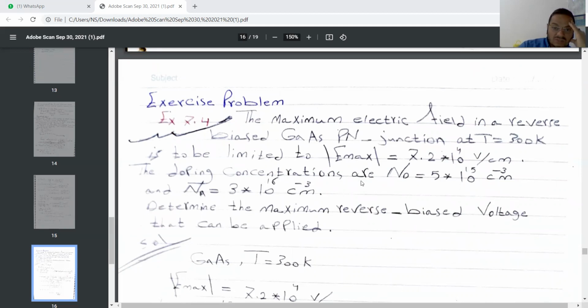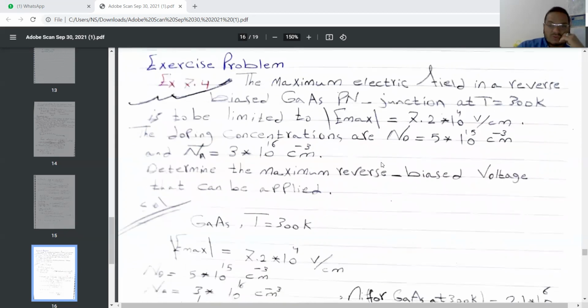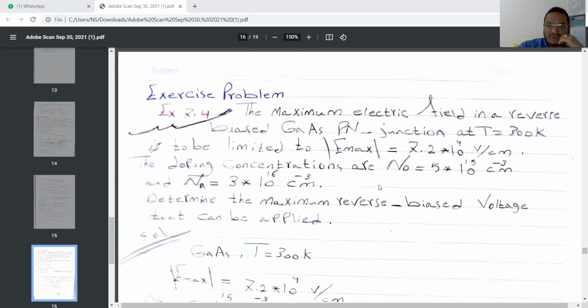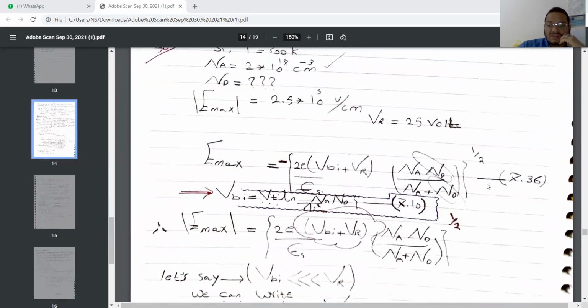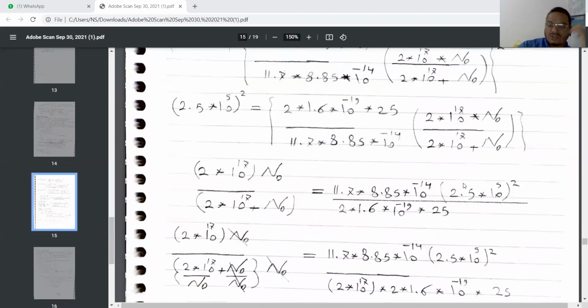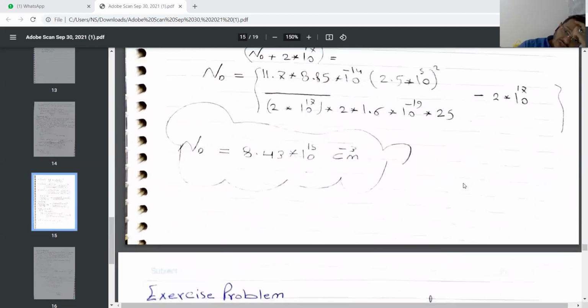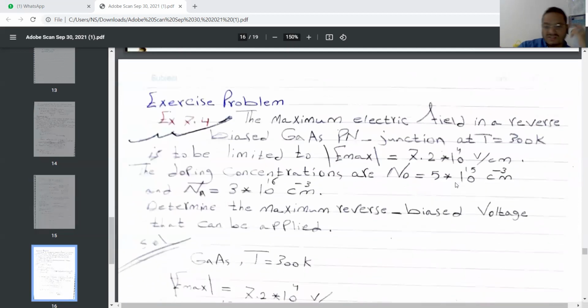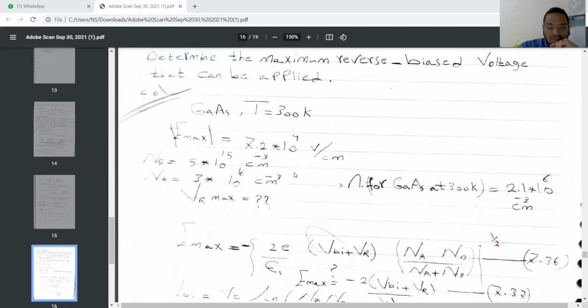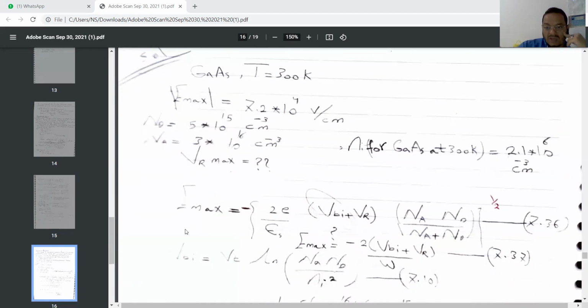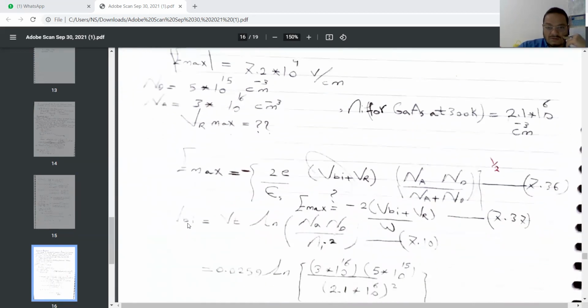Because the author gives us the result of Emax, that means we can use equation 7.36, or we can use equation 7.37. Yes, let's keep going. Like I said before, we must calculate VR max by using 7.36.